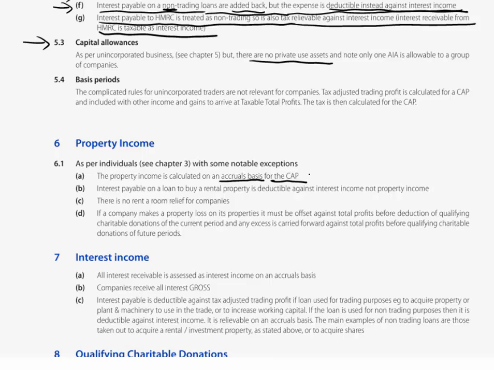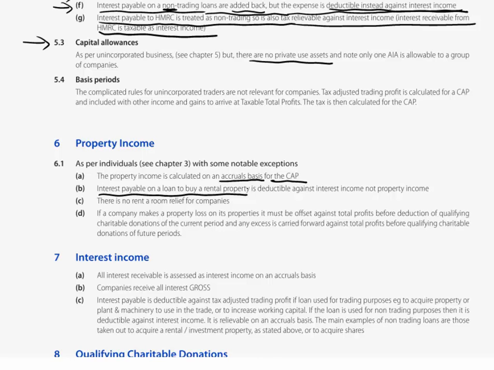We've also then got another important issue. Interest payable on a loan taken out to buy a rental property. A few minutes ago we talked about non-trading loans. I said I'll explain to you, give you examples about what non-trading loans would be. Now here is your primary example of a non-trading loan. It might seem odd to begin with.